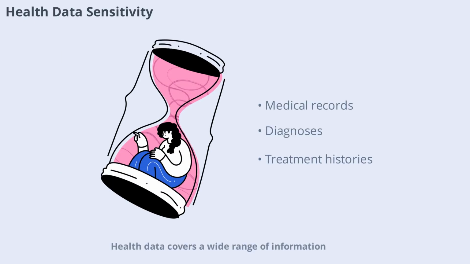Health data covers a wide range of information, from medical records and diagnoses to prescriptions and treatment histories. This data is extremely sensitive because it can impact a person's privacy, reputation, and even employment. Laws like HIPAA in the United States set strict rules for handling and sharing health data to ensure it remains confidential.